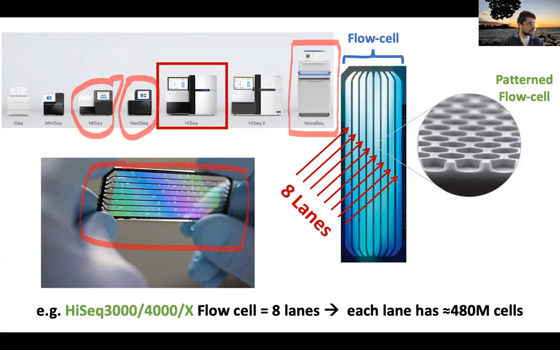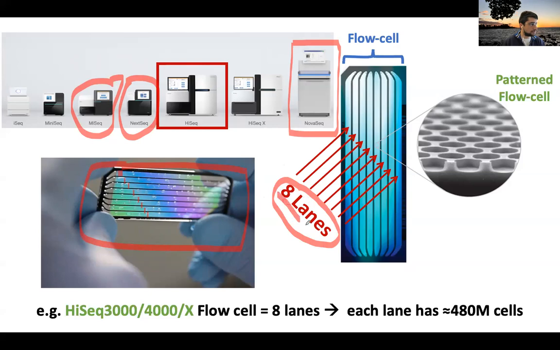So the flow cell is basically the glass slide that I was talking about before. It's actually slightly different, but you can see that this glass slide is divided into 8 parts, okay? So 1, 2, 3, 4, 5, 6, 7, 8. And each part of the flow cell is called a lane, okay? So the minimum part of the Illumina sequencing machine is called a lane.